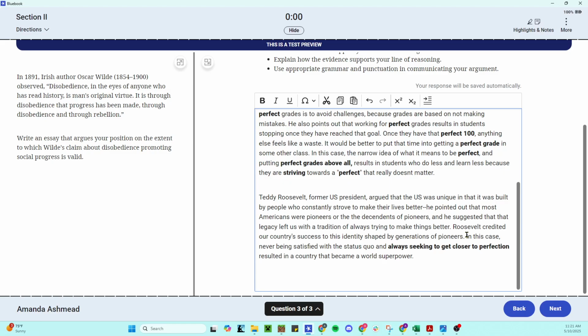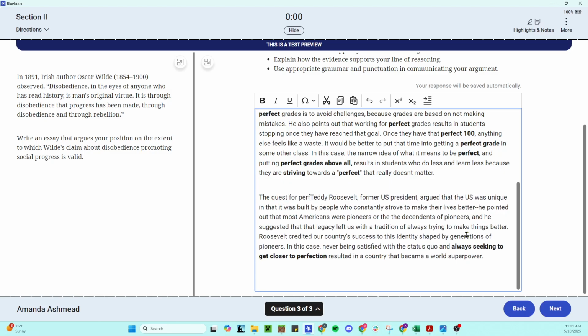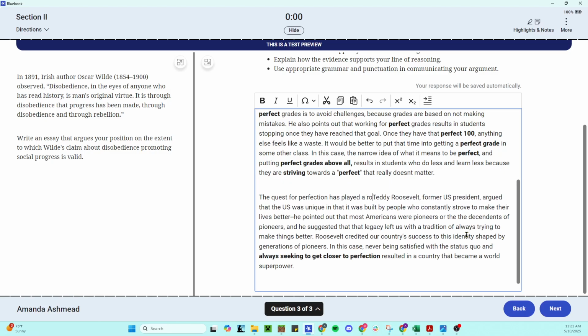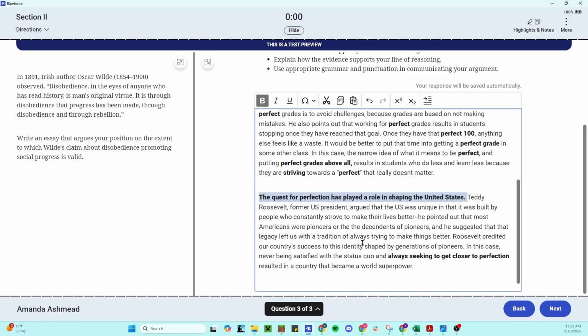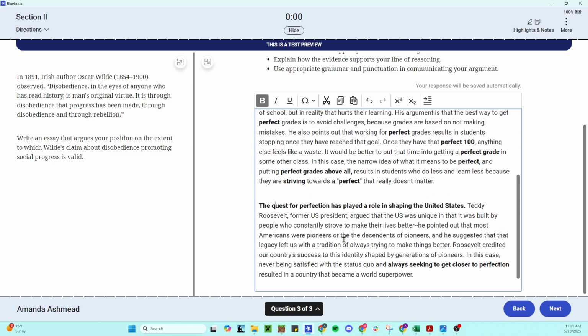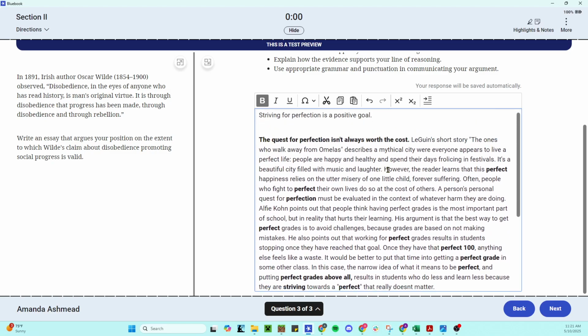So I might say something like, the quest for perfection has played a role in shaping the United States. Okay, and if I had a ton of time, I would also do the toil. I would say in another speech, Teddy Roosevelt talked about the importance of hard work, because that's also about striving for perfection, but I don't really have time. So here I've got the quest for perfection has played a role in shaping the United States and explaining why. And down here, the quest for perfection isn't always worth the cost.